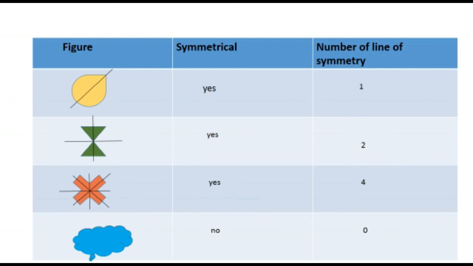In the third figure, the figure is symmetrical and there are four lines of symmetry. First is vertical, then horizontal, and the two diagonals are also lines of symmetry. And in the fourth figure, no line of symmetry can be drawn. Thus, the figure is non-symmetrical.